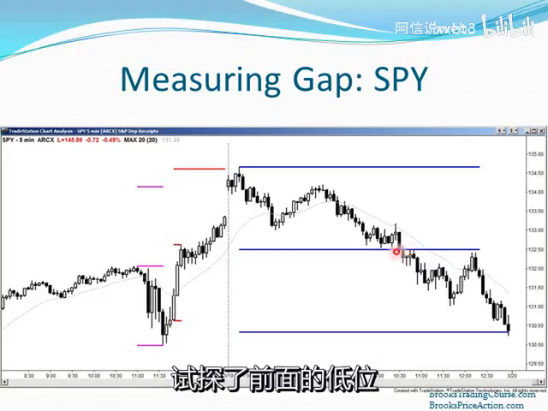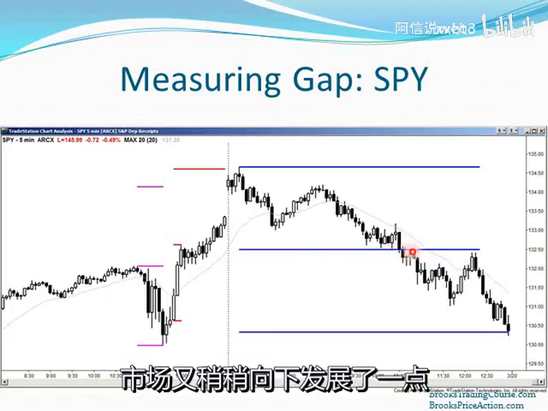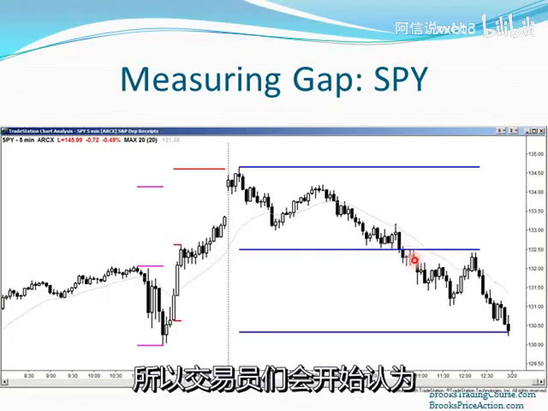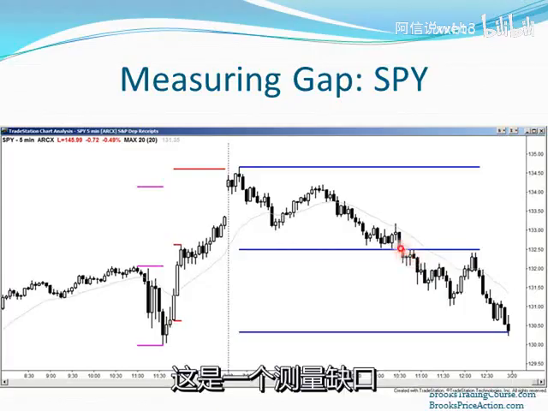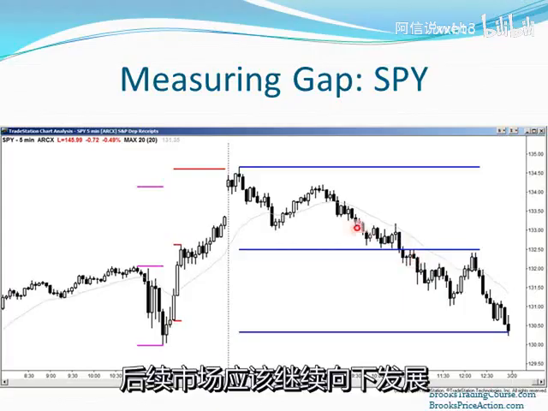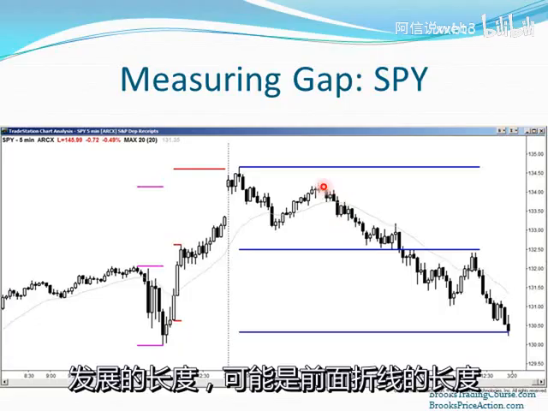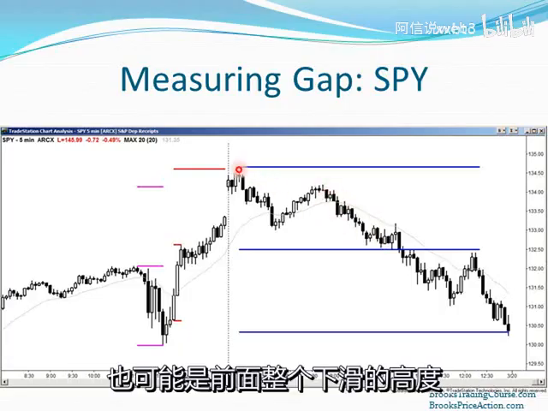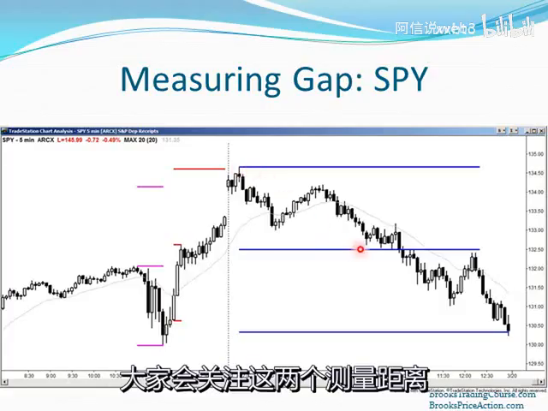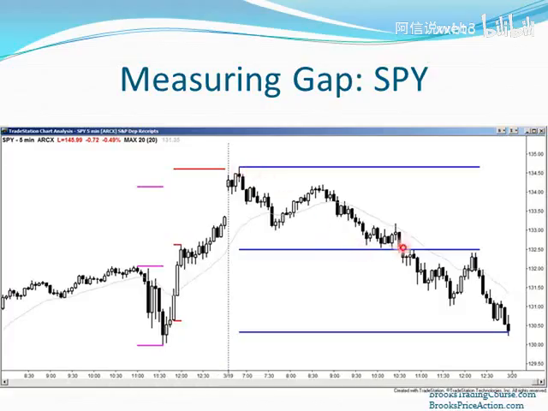At this point, we had a pullback that tested the low, and then the market started to turn down again, so traders began to think that this might be a measuring gap for a measured move down, maybe based from the height of this leg, or maybe based on the height of the entire move down. Traders will look at both.